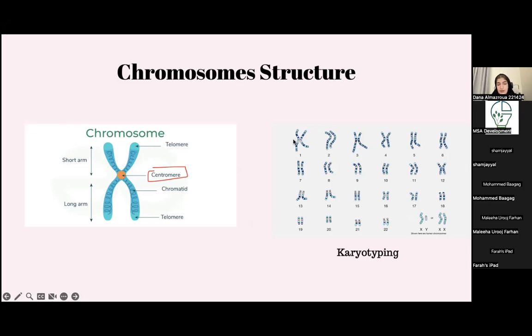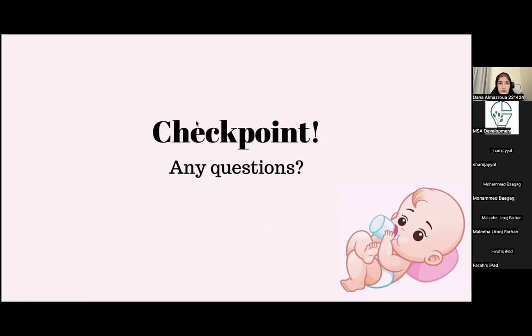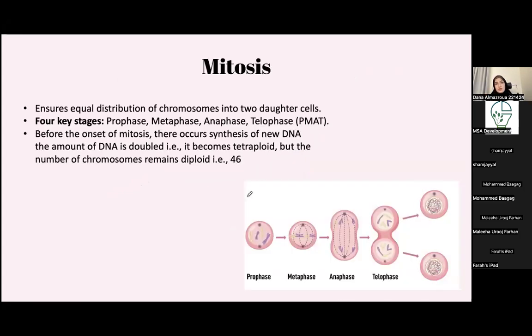If you know what karyotyping is, I believe that's enough at your level. Now, there is a checkpoint. Does anyone have any questions about anything I've explained so far? All good. Okay, perfect. Now we're going to dig deeper into the process of mitosis.